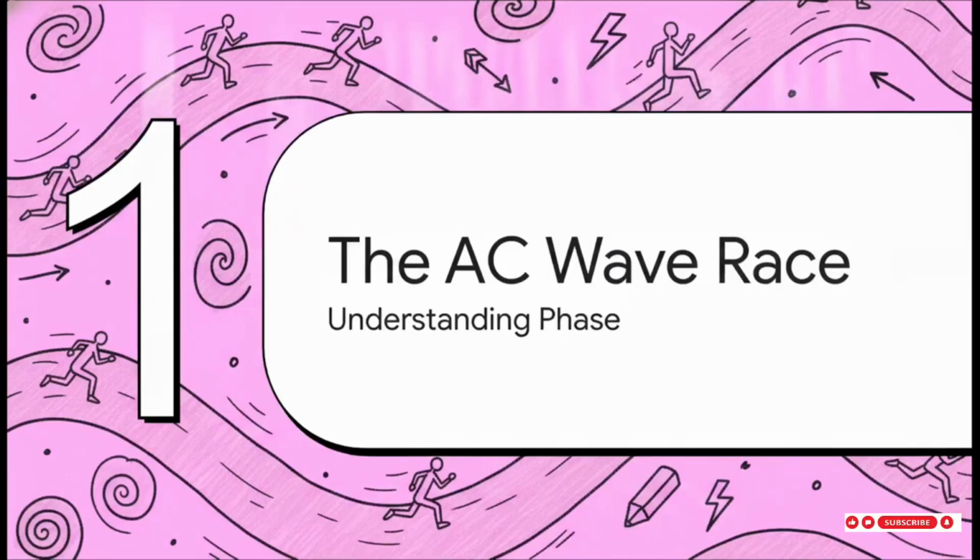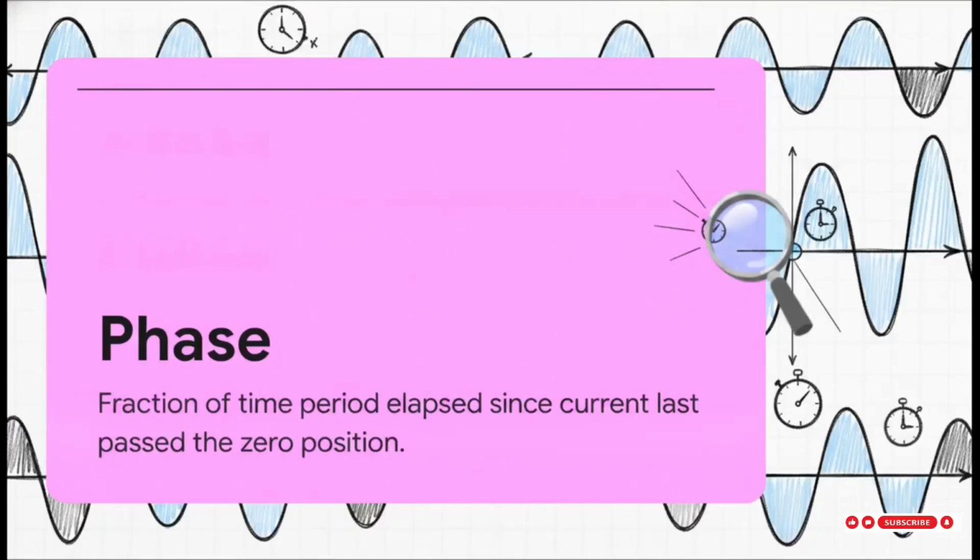Part 1. The AC wave race. So to really get AC, you've got to think of alternating electrical quantities not just as boring lines on a graph, but as runners in a never-ending race. And to judge this race, we need to nail down exactly what a phase is.